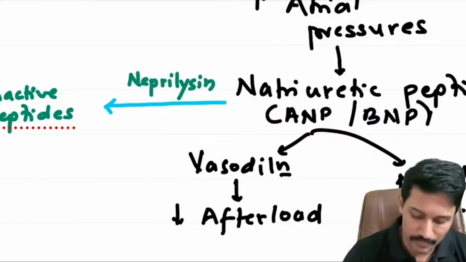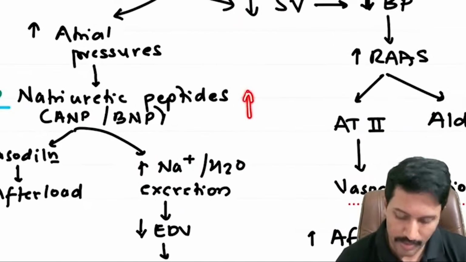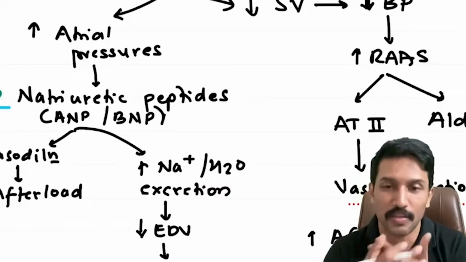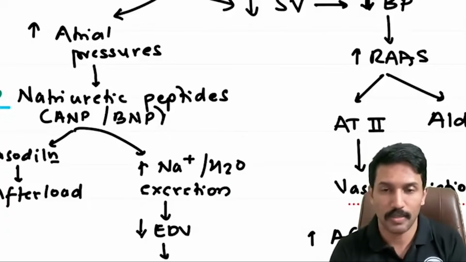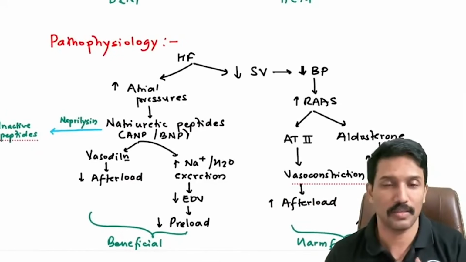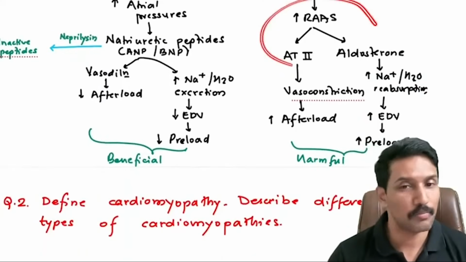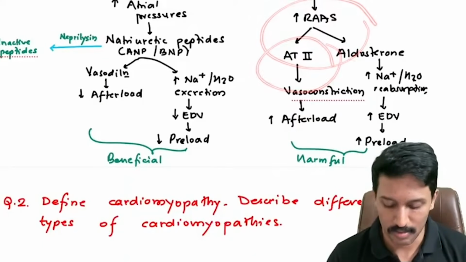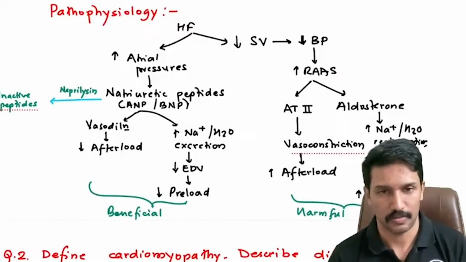So if I block this, I can increase the ANP and BNP activity. I can make the patient pass more urine, lose more sodium, lose more water, cause vasodilatation, and reduce the burden on the heart. So that's why if you look at your pharmacology books and look at the drugs used for heart failure management, it's like RAS blockade, ACE inhibitors or ARBs, spironolactone, and neprilysin inhibitors, right?